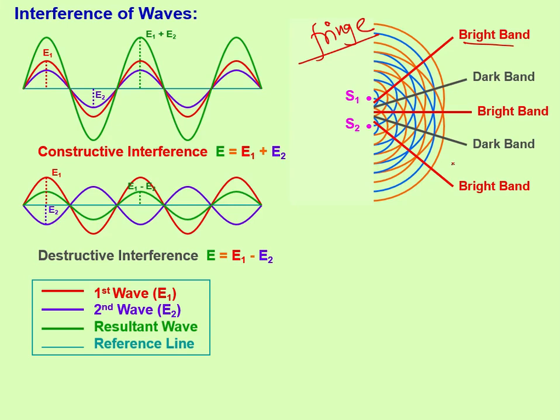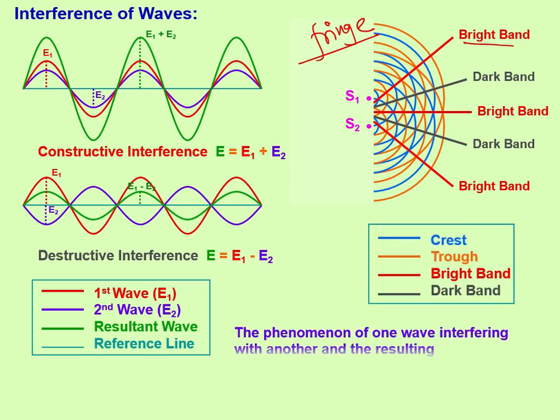So what we need to show from this figure is that there is destructive and constructive interference, but when two waves like this superimpose, what we get are alternate bands of bright and dark. All bright bands are due to constructive interference, all dark bands are due to destructive interference. And these are the notations that we have used.